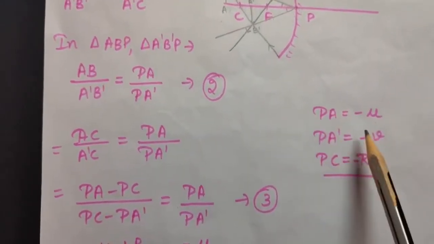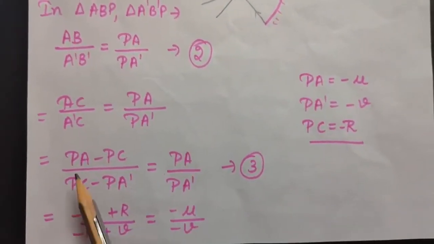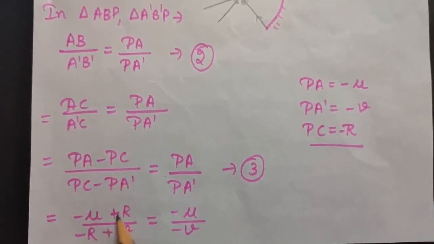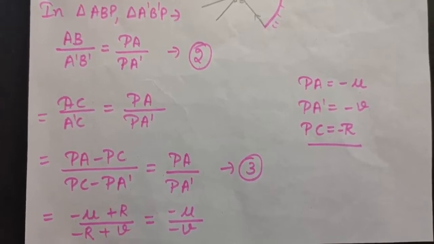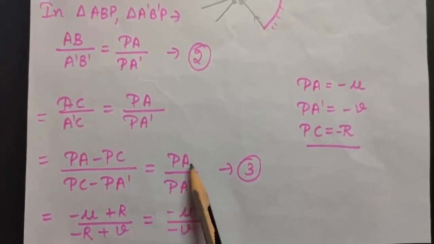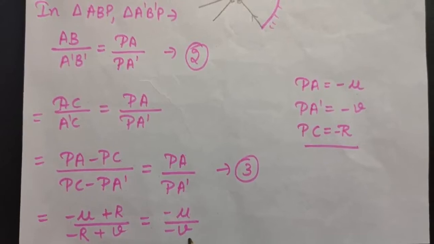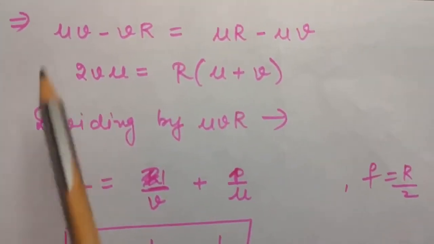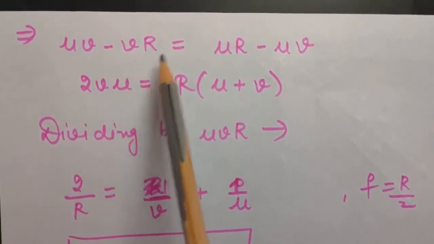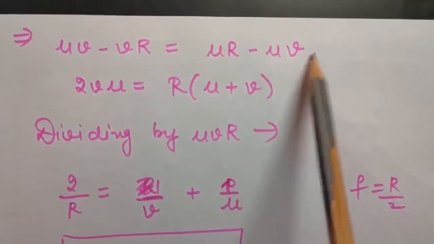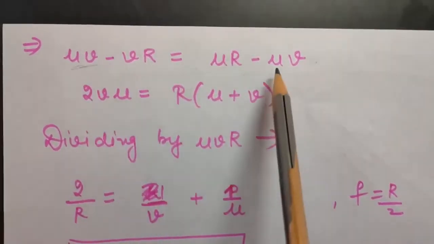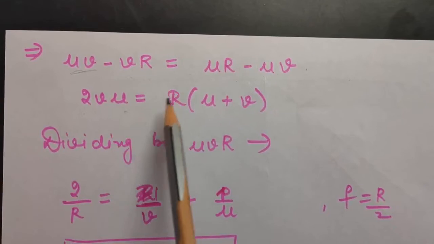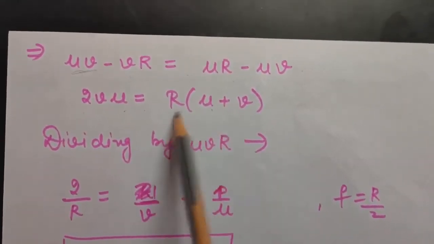So just put all these three values in this one. PA is minus U, PC is minus R, so minus PC is plus R, and minus minus will be plus. PC minus PA' will be minus R plus V, which is equal to PA upon PA', that is minus U upon minus V. Now just cross multiply the terms. After cross multiplying, you will get UV minus VR is equal to UR minus UV. Taking UV and minus UV to one side, that will become 2UV is equal to RU plus RV.